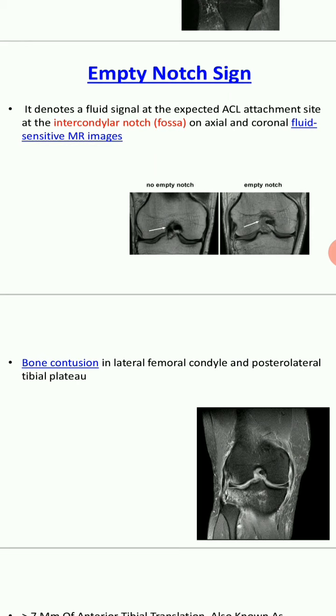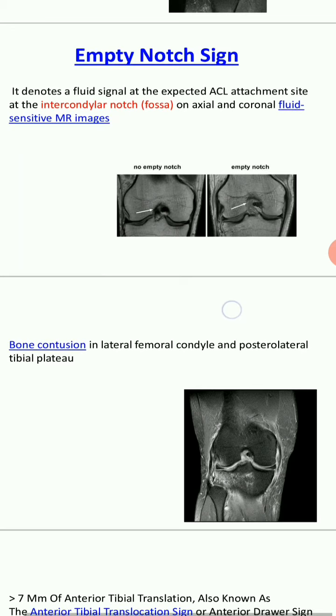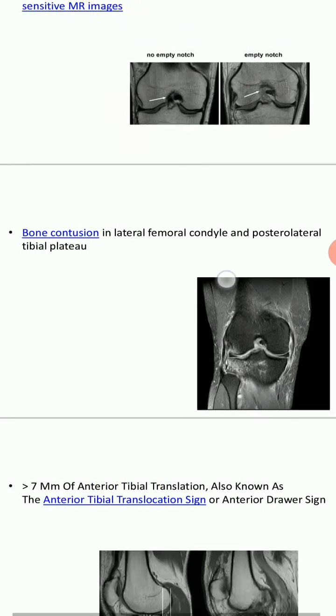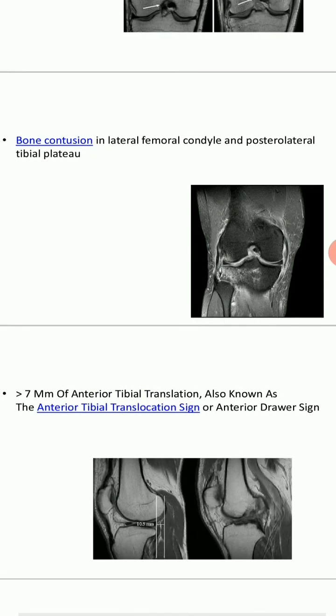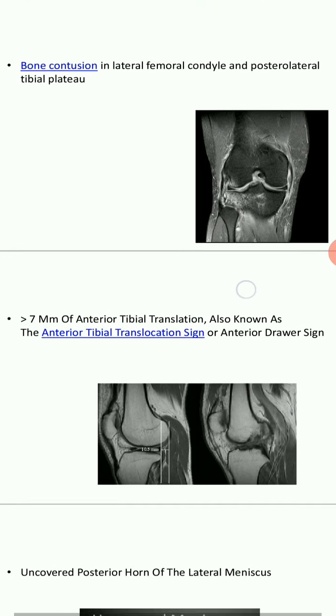See, in this picture we can see the ligament adjacent to the medial surface of the lateral condyle, whereas in this picture we are not able to see the ligament. Coming to another secondary sign: if there is a bony contusion in the lateral femoral condyle and the posterolateral tibial plateau, this also indicates there can be an ACL tear.